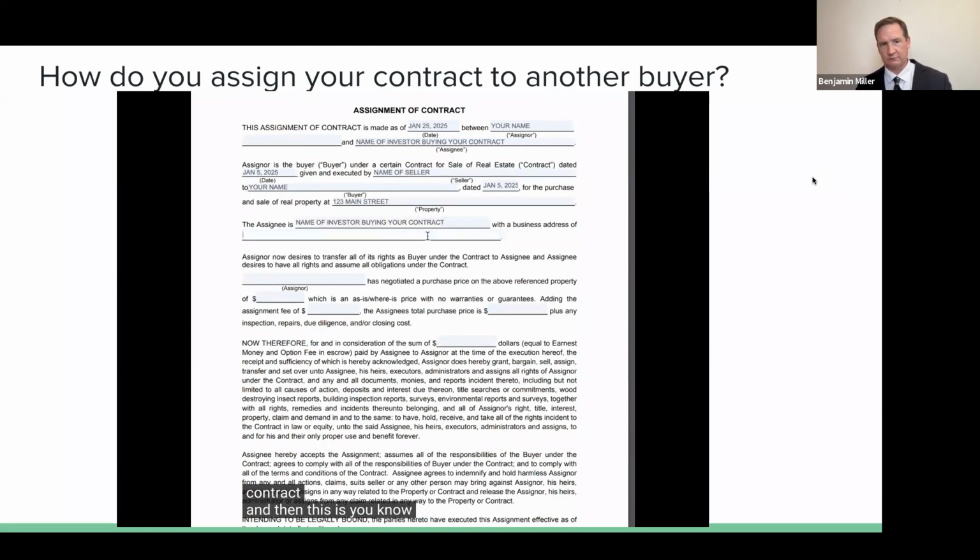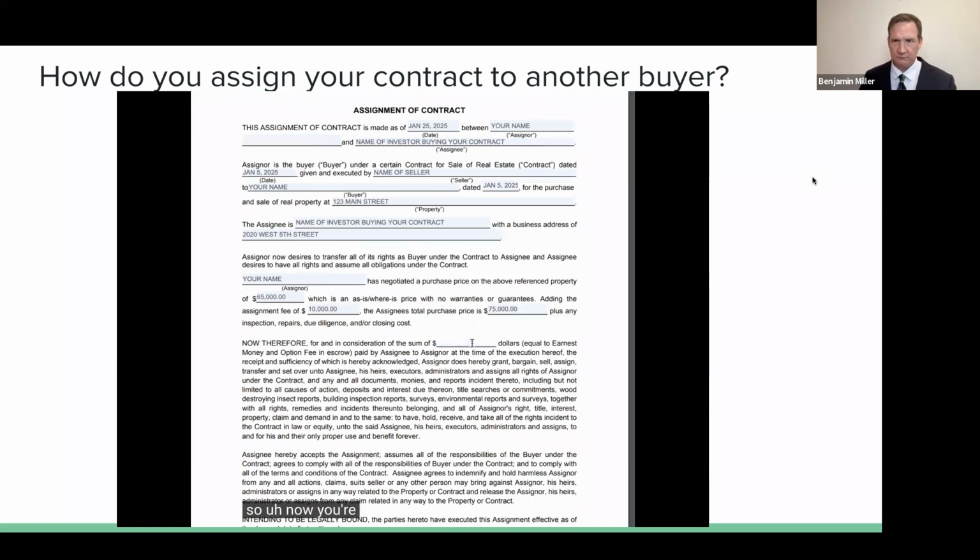And let's pretend this street is 2020 West 5th Street. Now, your name, because you're the assignor, you've negotiated a purchase price of $65,000. You're going to charge your friend or the other investor $10,000. That should be 10,000. The total purchase price is 75,000.